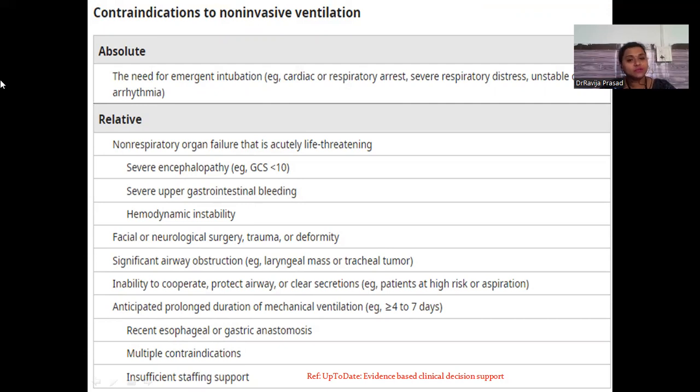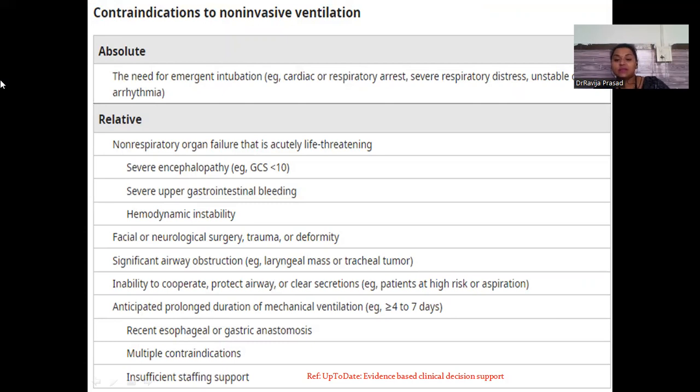Now, the relative contraindications for non-invasive ventilation. First is non-respiratory organ failure that is life-threatening. Then severe encephalopathy. Then severe upper gastrointestinal bleeding. Then hemodynamic instability. Then facial or neurosurgery, trauma, or deformity. Then significant airway obstruction, like a laryngeal mass or tracheal tumor. Then inability to cooperate, protect the airway, or clear secretions.